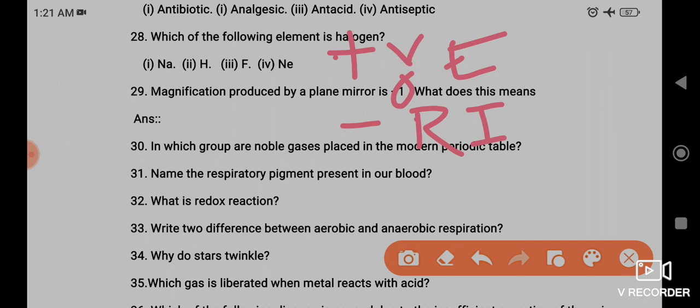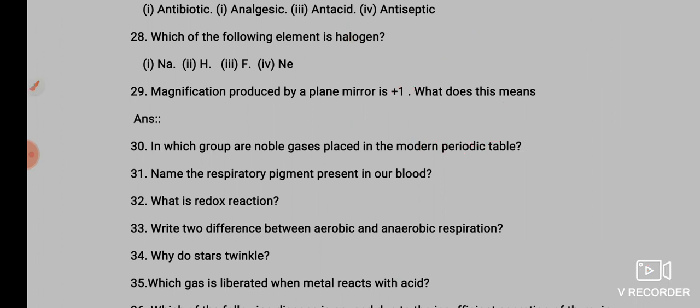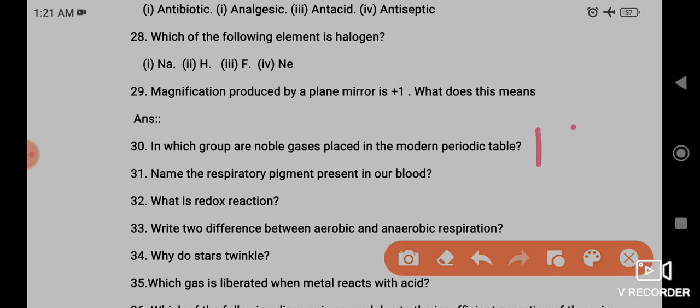Okay, next, in which group are noble gases placed in the modern periodic table? All of you, I told you just a few seconds before, the noble gases are placed in the 18th group of the modern periodic table. So it will be the 18th group.